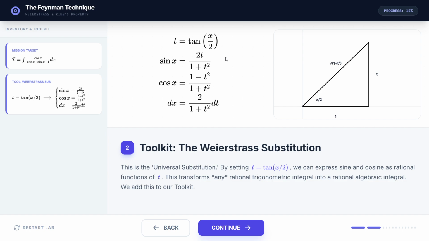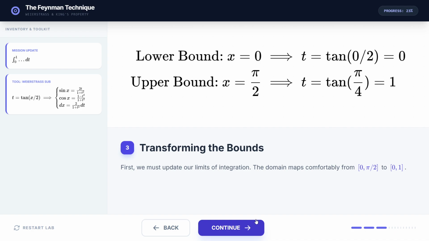And then we can see from that, if we use double angle identities and everything like that, sine x is going to be 2t over 1 plus t squared, cosine x is going to be 1 minus t squared over 1 plus t squared, and dx is 2 over 1 plus t squared. So we can use that in our integral.